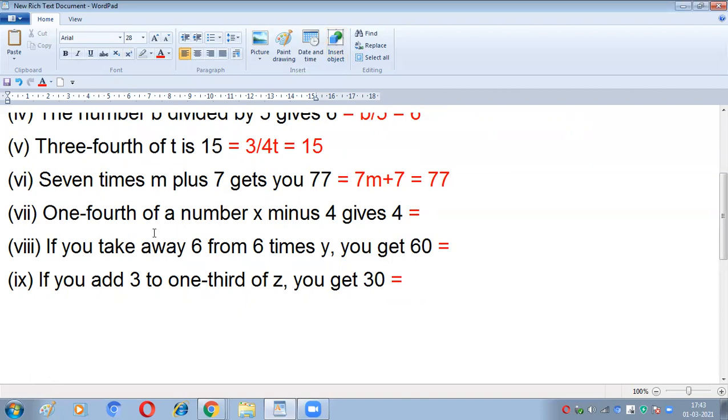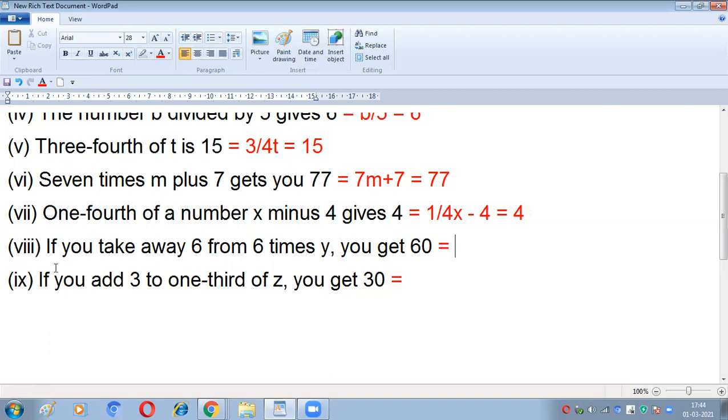And the seventh bit is 1/4 of A. Let me write one by one. 1/4 of A, 1 upon 4 of A means 1 upon 4A. 1/4 of a number X. So here not A, here the base will be X. So 1 upon 4X, then 1/4 of a number X minus 4. 1 upon 4X minus 4 gives 4. The result is 4 here.